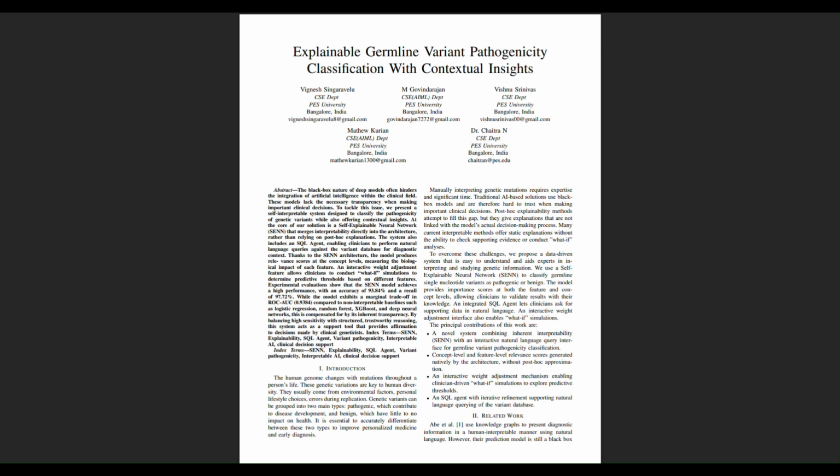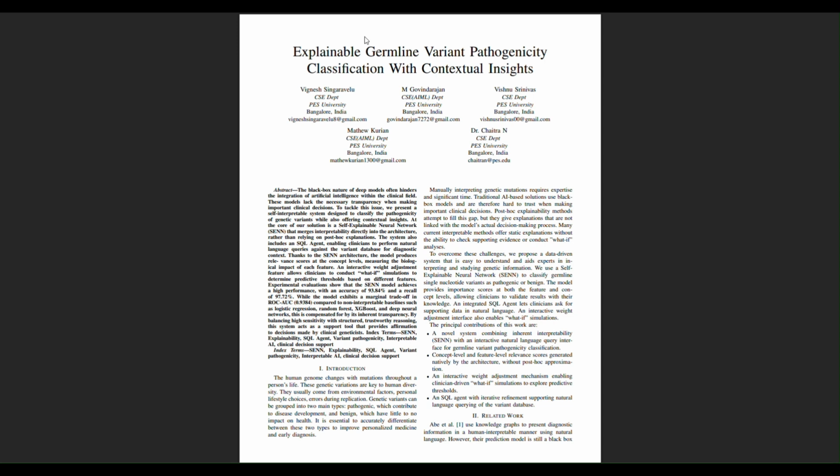Today, I'll be presenting a paper titled Explainable Germline Variant Pathogenicity Classification with Contextual Insights. This work was carried out by a team of four, including myself. My teammates are M. Govindarajan, Vishnu Srinivas, and Mathew Kurian, and the project was completed under the guidance of Professor Dr. Chaitra N.